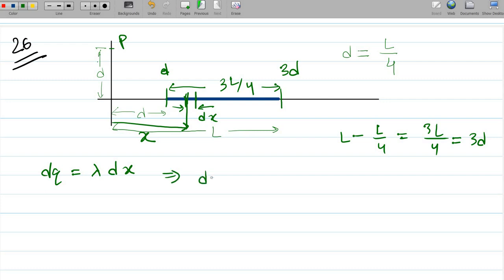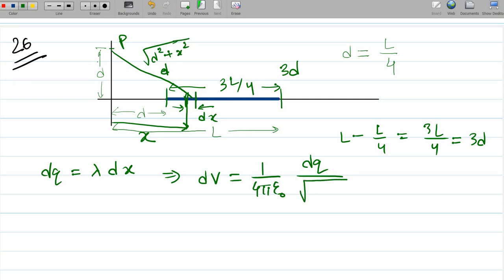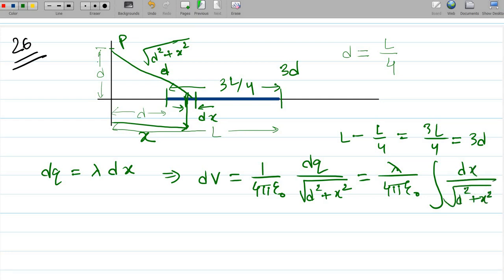So we should have dV equal to 1 by 4 pi epsilon naught, and then dq over r, and r is this distance here, which is square root of d squared plus x squared. And this is simply lambda divided by 4 pi epsilon naught, and then integral of dx divided by square root of d squared plus x squared. So by now probably you have become some sort of aficionado in evaluating integrals like this. It's the same procedure as before.